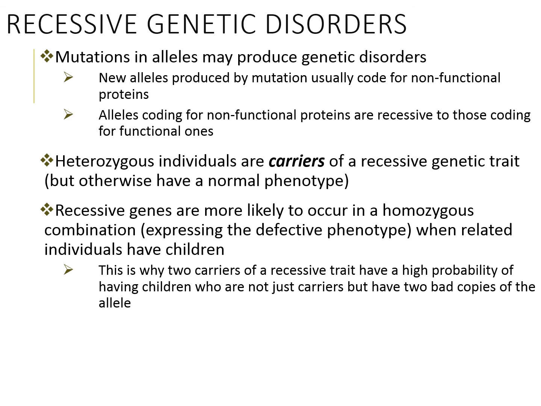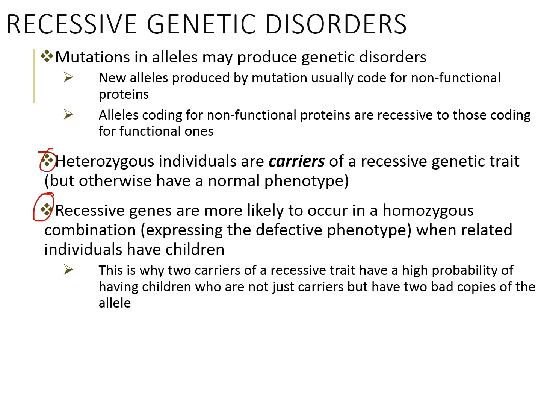Alleles coding for non-functional proteins are usually recessive to those coding for functional ones. It says here they are recessive. It's more like they usually are recessive. Heterozygous individuals are carriers for recessive genetic traits. And that's because if they have one good copy, then that one good copy of the gene codes for a functional protein. The mutated one codes for a non-functional protein. So this non-functional trait, whatever it is, if it's producing maybe pigmentation, that'll be covered by the dominant trait, which is going to still produce a functional protein that will code for skin pigmentation.